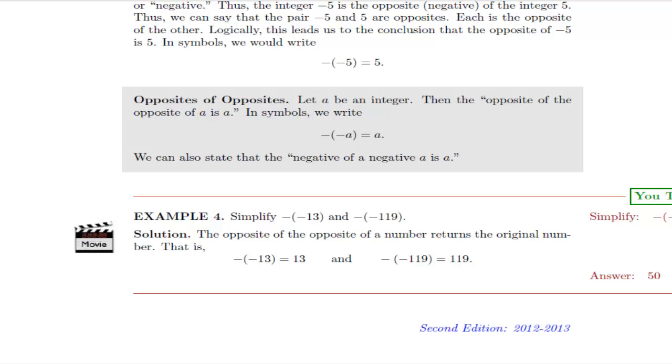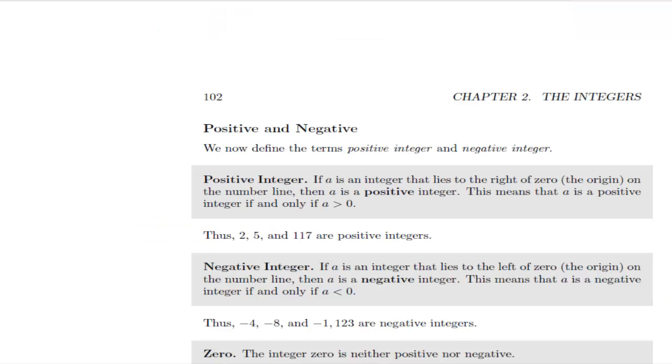Example 4. Simplify -(-13) and -(-119). Solution. The opposite of the opposite of a number returns the original number, that is, -(-13) = 13 and -(-119) = 119. Positive and negative. We now define the terms positive integer and negative integer.